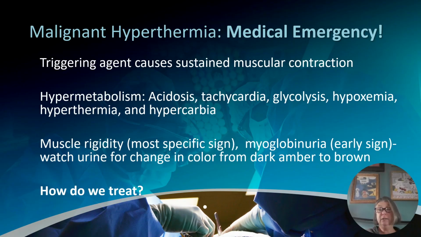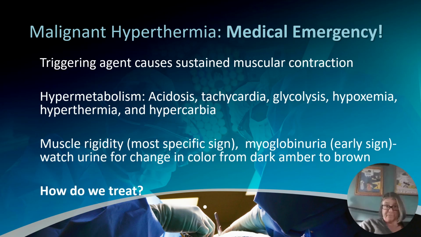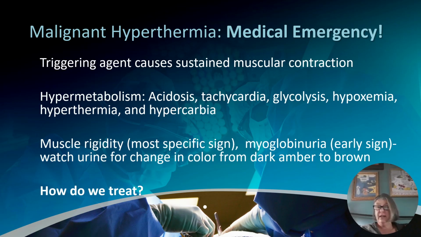So remember, calcium is calming, right? But this is intracellular, so in the cells, not in the serum concentration, okay? So the sustained contractions result in hypermetabolism. This can cause acidosis, tachycardia, hypercarbia, which is holding on to too much carbon dioxide, glycolysis, which is a problem with sugars now, hypoxemia, and hyperthermia.